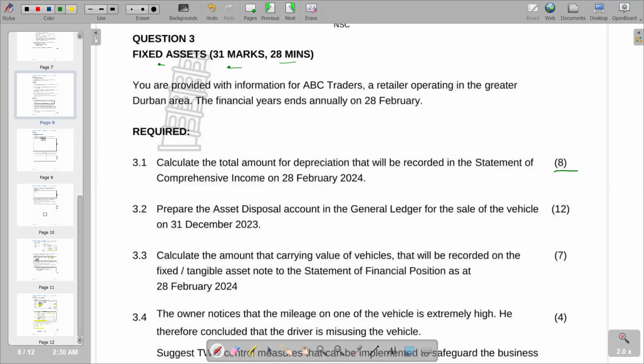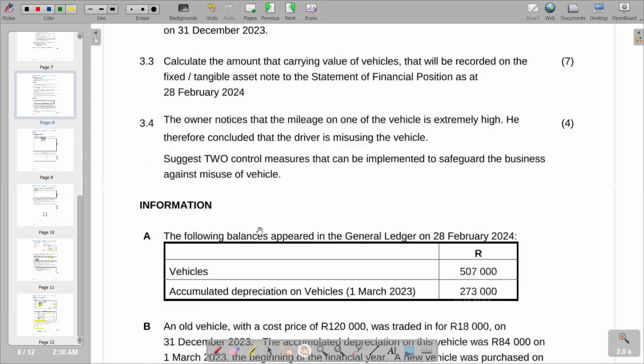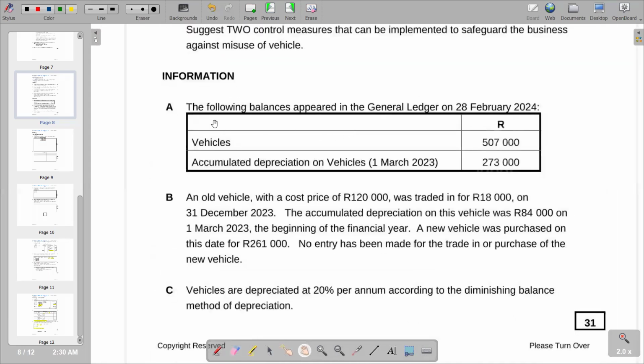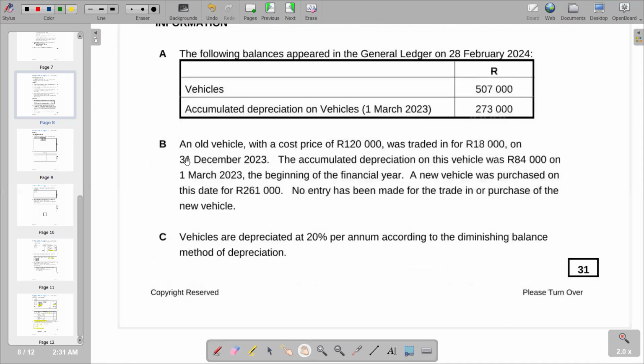So we are going to go question by question. On the information part, we're given information A, the balances which appeared in the general ledger of 2024, and information B, which narrates the vehicles that we have, the new vehicles that came in, and the vehicles that were traded in. Then we've got information C, the last one, which says vehicles are depreciated at 20% per annum according to the diminishing balance method of depreciation. So this is the information that we're given.